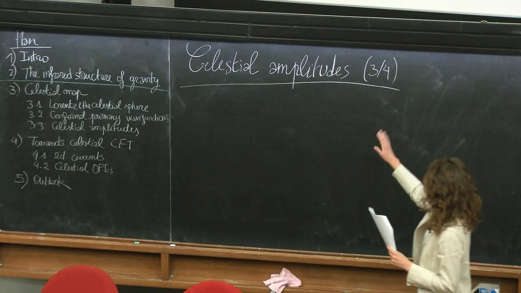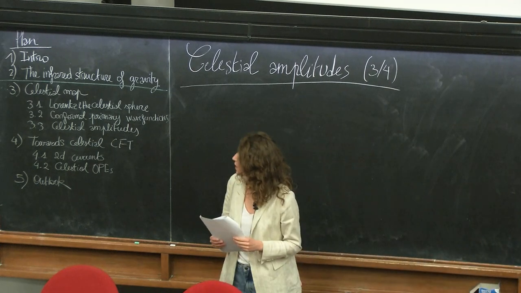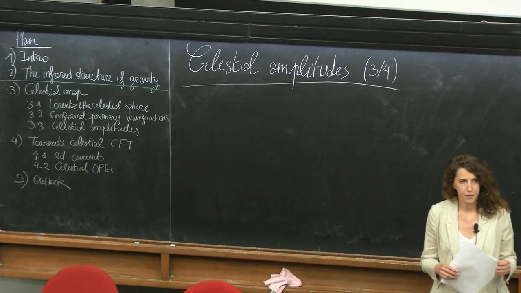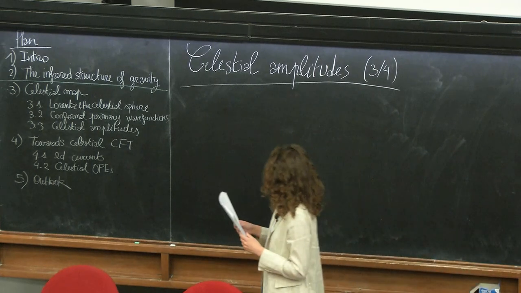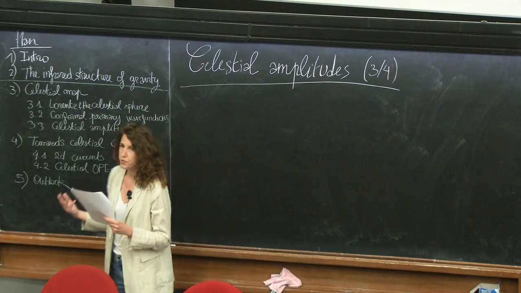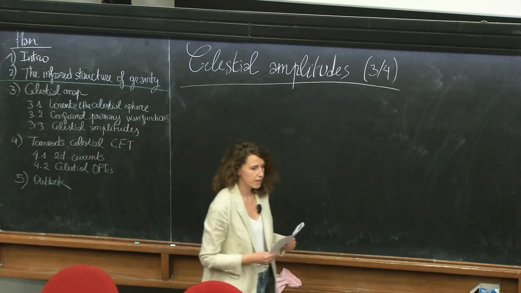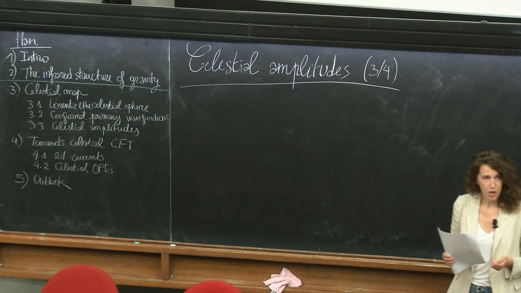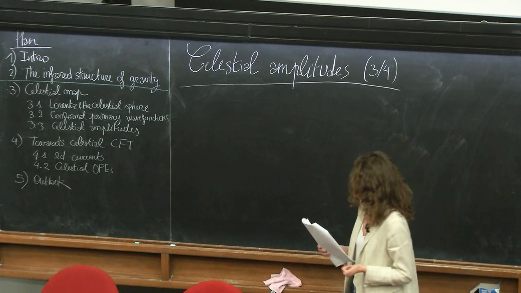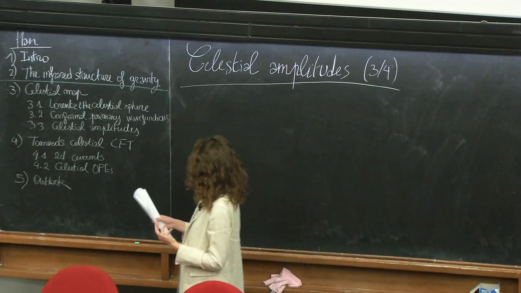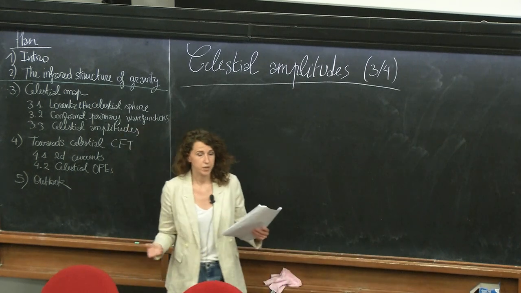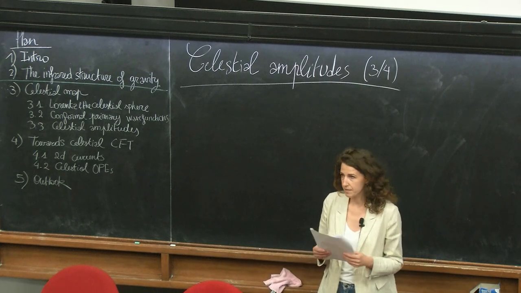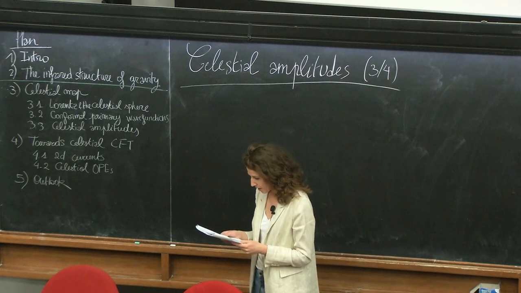Okay, so today we will finally come to talking about celestial amplitudes per se, after these two first lectures where we had to make a detour to understand what was the detailed structure of flat space in the infrared, and we saw these nice symmetries and that they had charges and that these charges were constraining the scattering problem for massless particles in flat spacetimes.